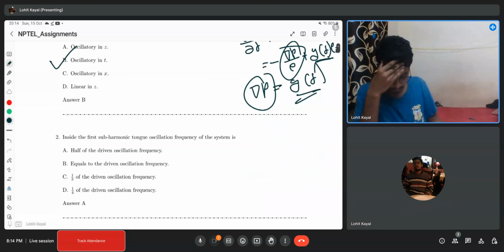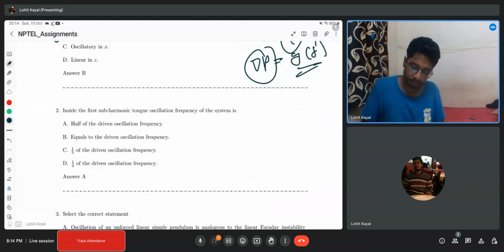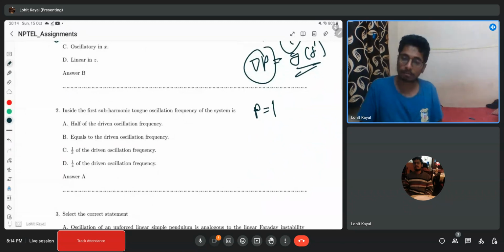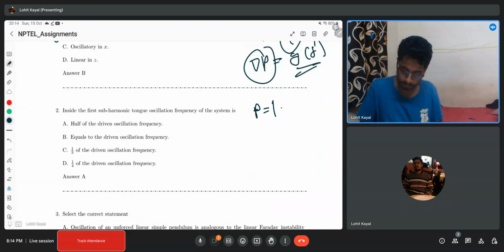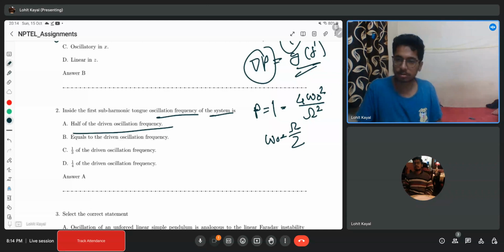Now inside the first subharmonic term, that means for P equal to 1, the oscillation frequency of the system is... now you need to go to the definition of P. P equal to 1 equals 4 omega 0 square by omega square. So omega 0 is equal to omega by 2. So the oscillation frequency of the system is half of the driving oscillation frequency.